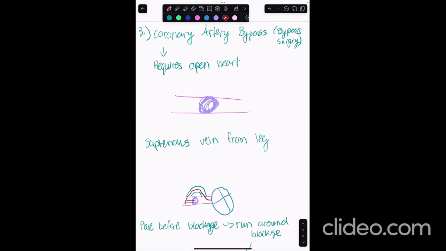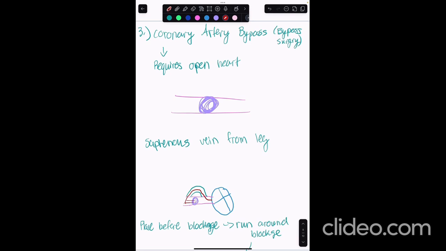So again, let's review. If it's just something simple like narrowing or a little bit of buildup, you can do an angioplasty, which is where they go through your groin with a catheter and blow up a balloon in order to stretch out that area and flatten out any buildup, and then they deflate it and remove it. But the downside with this one is the narrowing or the buildup can reoccur.